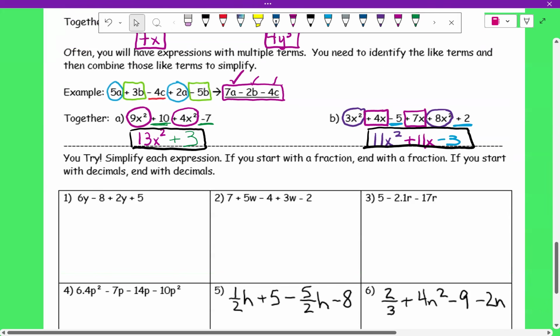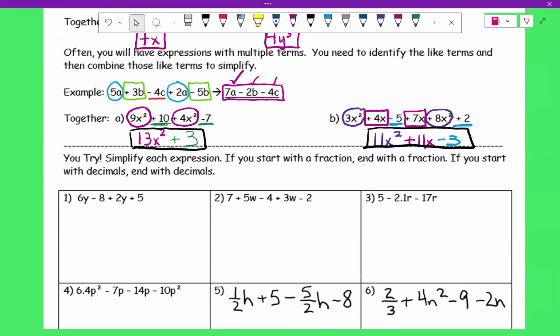Just to return to the example that we did above for a second, notice that when I write my simplest form answers, if there's multiple variables, I list them in alphabetical order.